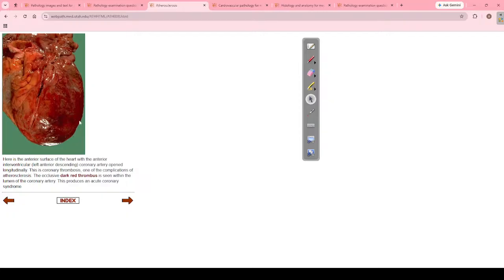This is the anterior surface of the heart, which is having the coronary thrombus. Over here you can see the coronary thrombus. The coronary artery is opened longitudinally, and thrombus is present, which is here. The red thrombus is seen within the lumen of the coronary artery.